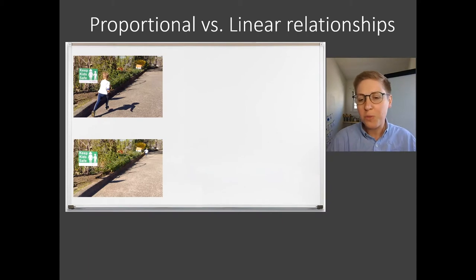So to show that this relationship is proportional, let's show those measurements that we were talking about. He ran over this start line right here 1 second into the video. So we're going to call 1 second his start. And then he crossed the finish line right here at 5 seconds. That's his finish.